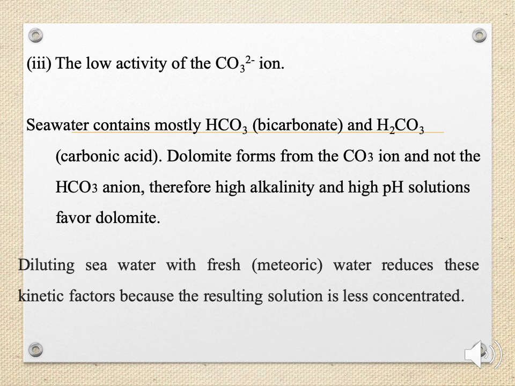Now, seawater mostly contains bicarbonate and carbonic acid, not necessarily a naked carbonate ion floating around. Dolomite forms from the carbonate ion and not the bicarbonate anion. Therefore, high alkalinity and high pH solutions favor dolomite. So when you have that reduced acid, then you get it, right? This is one of the reasons why diluting seawater with fresh or meteoric water reduces the kinetic factors, because the resulting solution is going to be less concentrated.